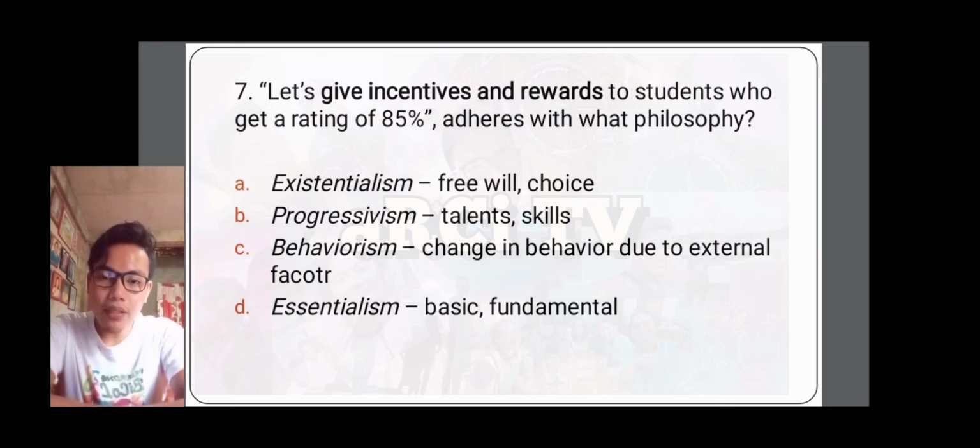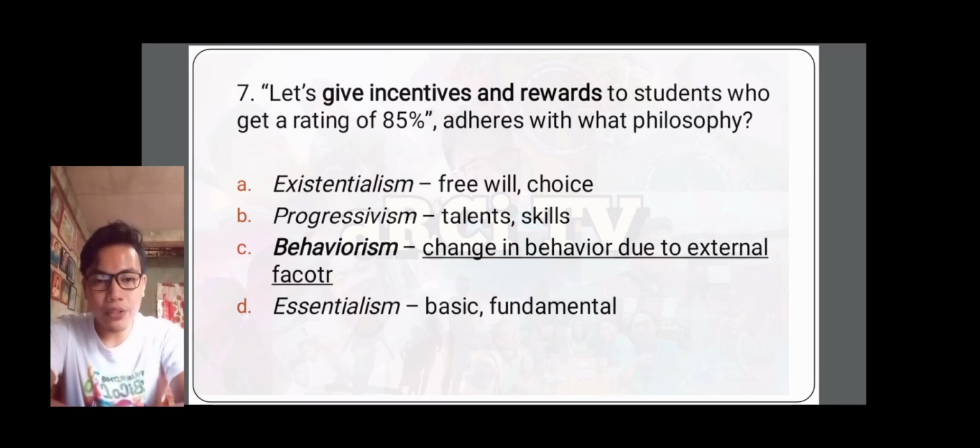So, ano yung sinishape mo sa bata? Ganito pa. Kapag yung bata, lagi mong pinapalo kasi ayaw mong nagnanakaw siya or kumukupit siya sa bulsa ng nanay mo, ano yung dinidevelop mo sa bata? It is the behavior. So, yung incentives and rewards, it is an external factor that affects the behavior of the examinee to get 85% rating. So, yung sagot natin dito is behaviorism.